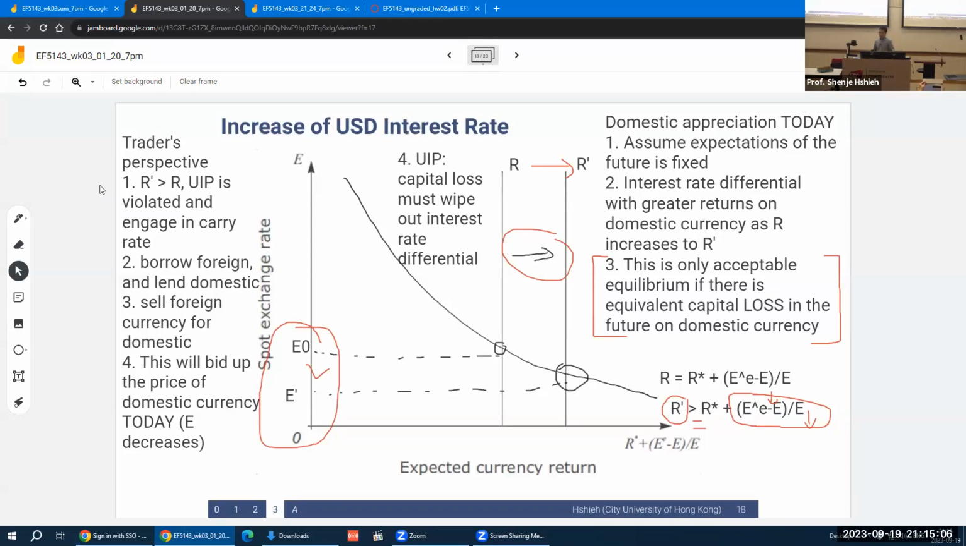Just simply the fact that you have carry traders coming in and trying to exploit this violation of UIP. And they're going to keep doing this until the gap is closed, right? And that requires that the spot exchange rate, this domestic currency, strengthens today. Okay.